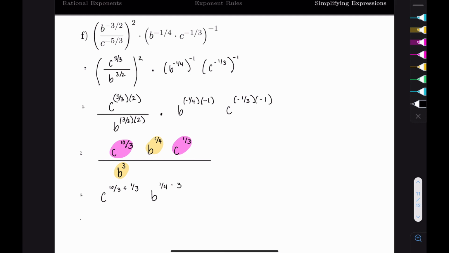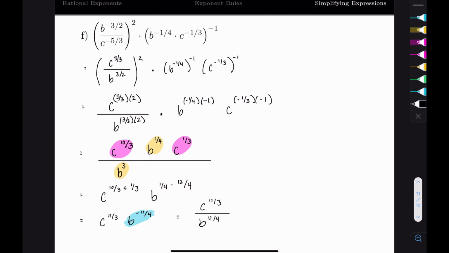So luckily for this first one, you can just go ahead and add those. It's 11/3. For this, we have minus 3, so writing that with the base of 4, it gives us 12/4. So subtracting those two gives us negative 11/4. And now because the directions did say to write this with positive exponents, I need to go ahead and put this in the denominator of a fraction. So this is equal to c to the 11/3 divided by b to the 11/4.